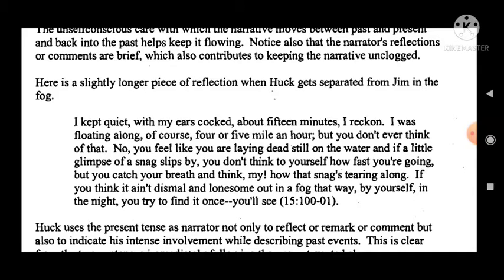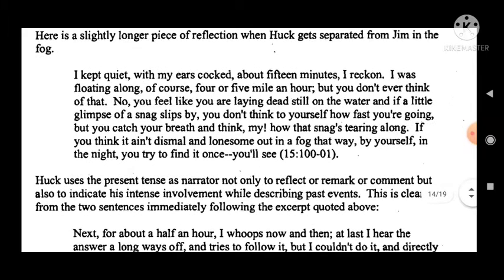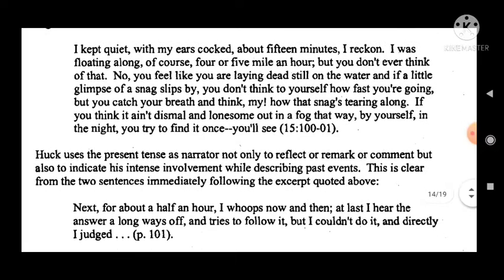I kept quiet, with my ears cocked, about 15 minutes, I reckon. I was floating along, of course, 4 or 5 miles an hour, but you don't ever think of that. No, you feel like you are lying dead still on the water, and if a little glimpse of snag slips by, you don't think to yourself how fast you are going, but you catch your breath and think, my, how that snag's steering along. If you think it ain't dismal and lonesome out in a fog that way by yourself in the night, you try it once, you'll see.